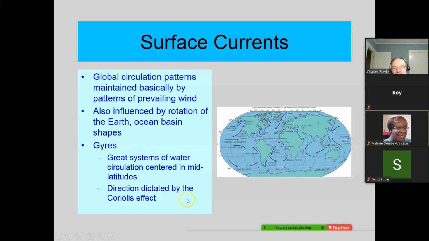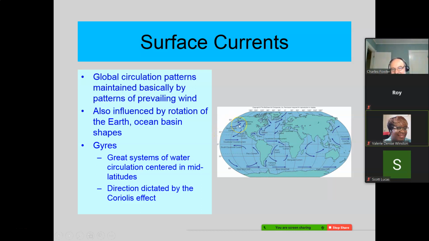Here you see them. In the Indian Ocean, they go around like this. In the South Atlantic, they go around just about the same way. In the North Atlantic, they go in the opposite direction. That's largely because of the Earth's spin and the Coriolis effect, using water rather than air.